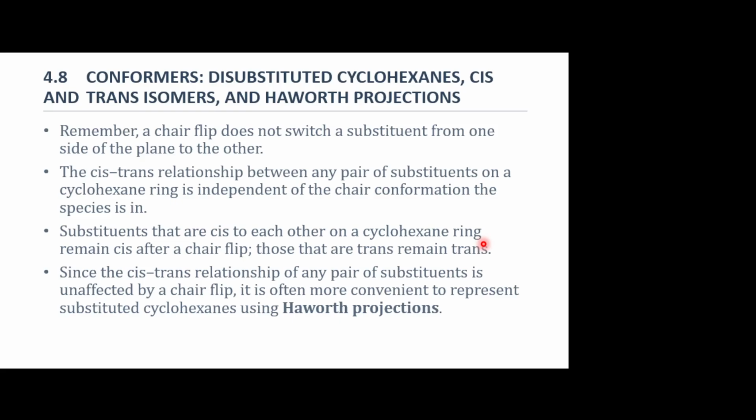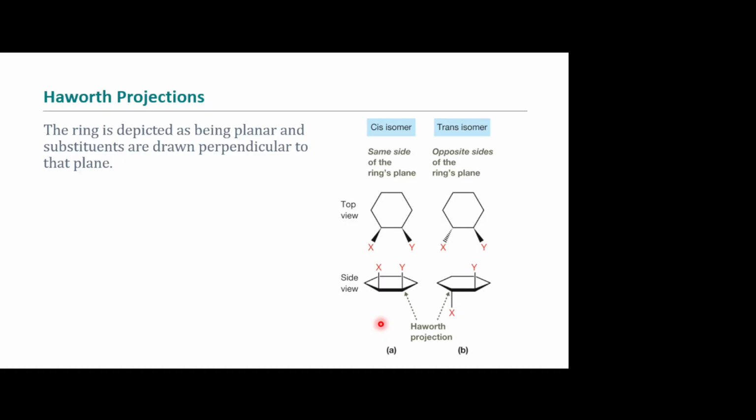Of course, it's oftentimes more convenient to represent substituted cyclohexanes using what are called Haworth projections. And I'll show you a Haworth projection in a second. But remember that it doesn't matter if we represent the cis-trans in a flat ring or in which chair conformation, none of that matters, right? Because cis-trans is not affected by the chair flips. Changing the conformation does not change the cis-trans relationship. Or another way of thinking of this is we have conformations that change back and forth, and we have stereoisomers, in this case, that do not change back and forth.